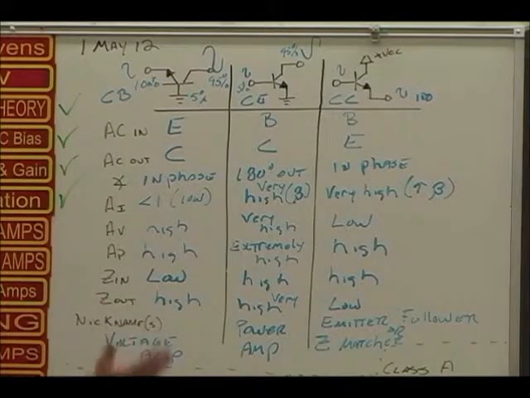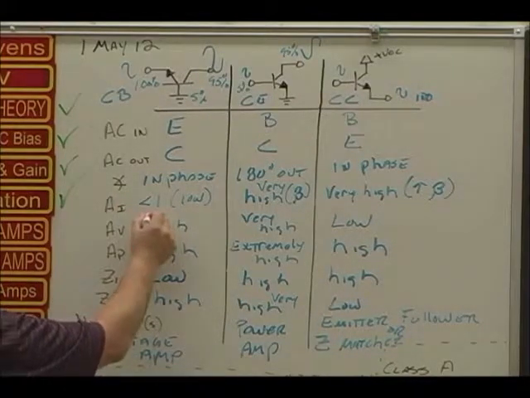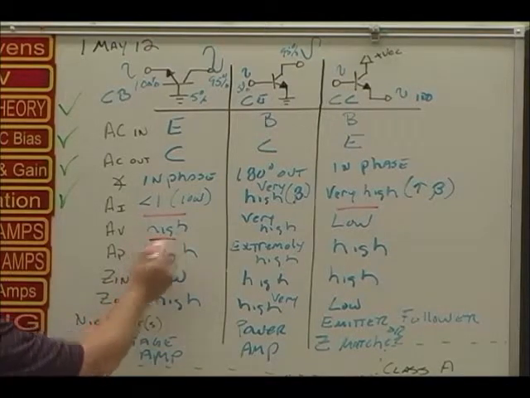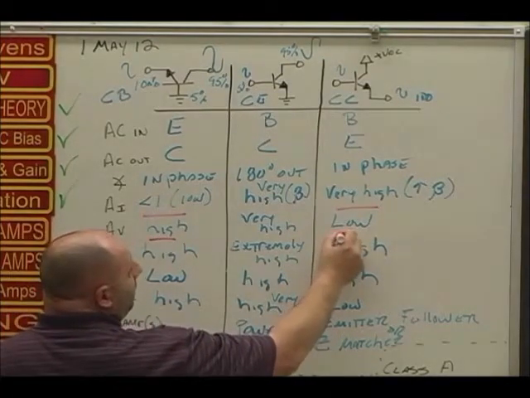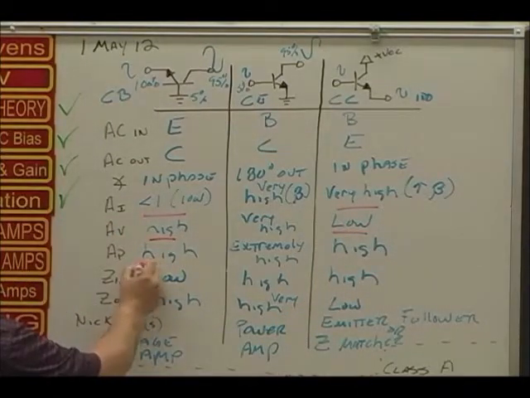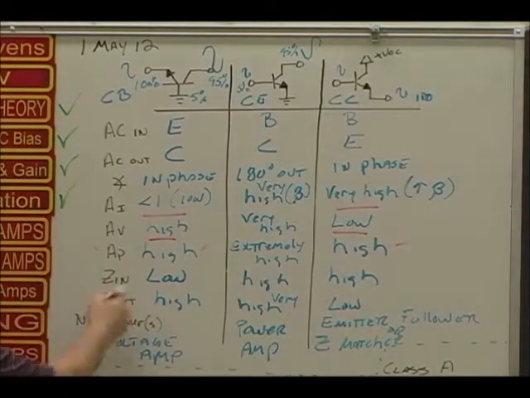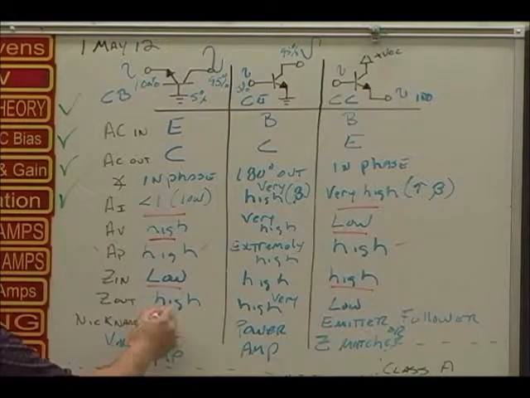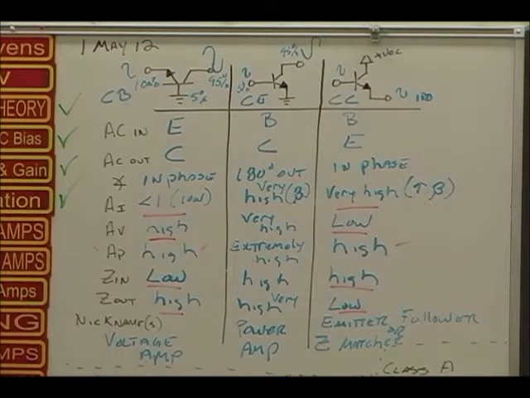If we know the common base, we know the common collector. You know why? Look, phase relationship's the same. The current gain for common base is low. The current gain for common collector is what? High. The voltage gain for common base is what? High. The voltage gain for common collector is what? Low. The power gains are both high. Input impedance, common base is? Low. Common collector, it's? High. Output impedance on common base is? High. Output impedance on common collector is? Low. Holy crap, they're the opposite, except for power. That'll help you out a whole bunch, won't it?